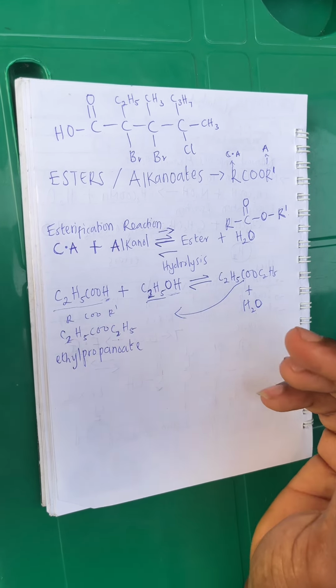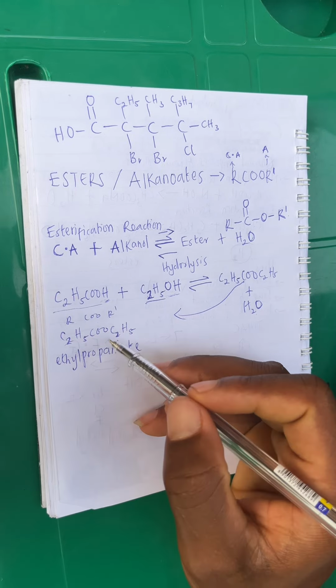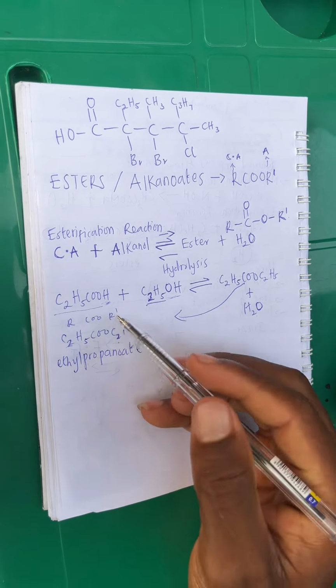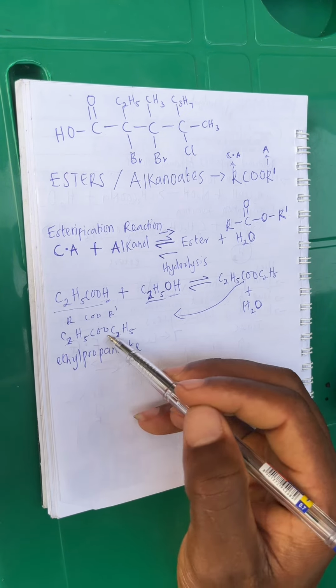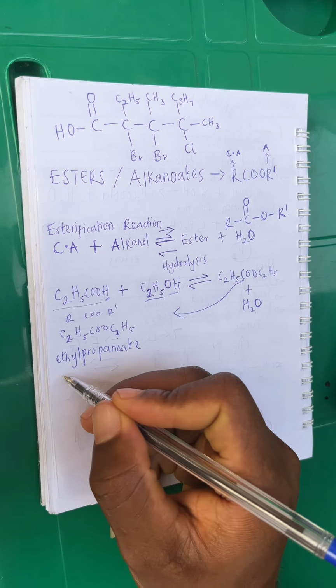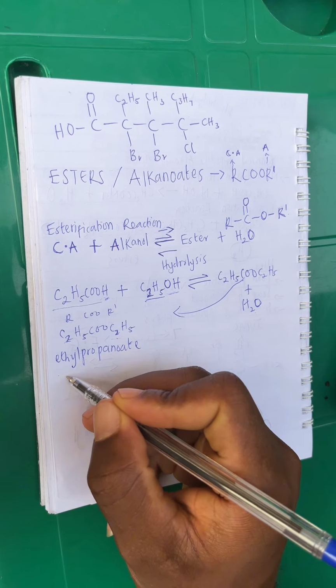You can see this is ethyl propanoate. This is very, very simple. You are going to name the R prime first, then you go back to the R. So ethyl propanoate. Let me give you guys another example. It's going to be very simple. Okay, let me just use this one.